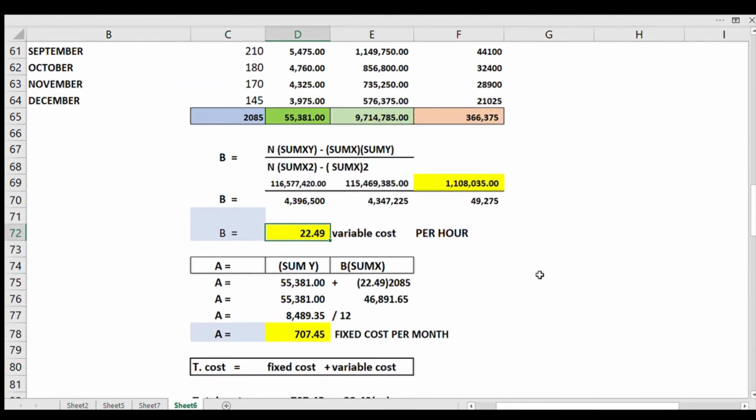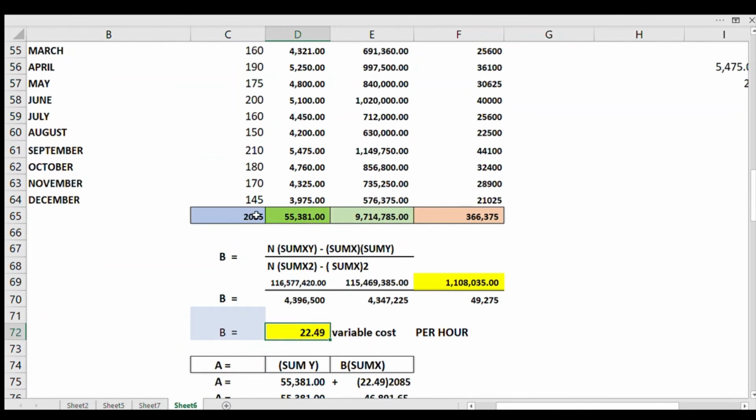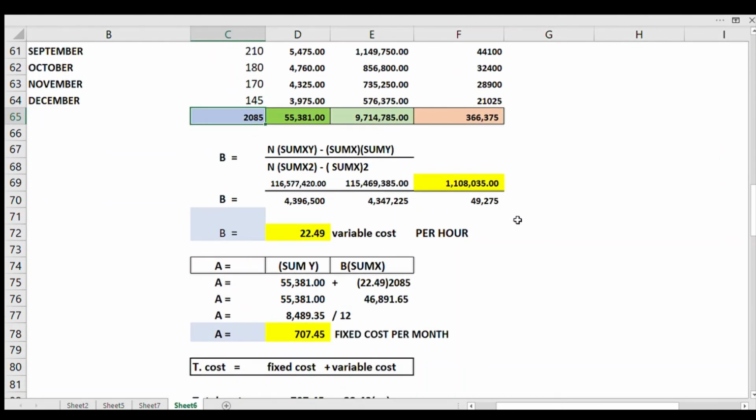So, by process of substitution, we will be using all the given figures, talagang based on the information as a result of mathematical equation. Yung katulad dito, these are the summation talaga. Yun ang gagamitin natin for substitution. So, ang formula A, which is fixed cost, equals summation of Y plus B, B is variable cost na may given na, 22.49, multiplied by level of activity. Mga given naman siya. Katulad nito, 55,381. That is the summation of Y.